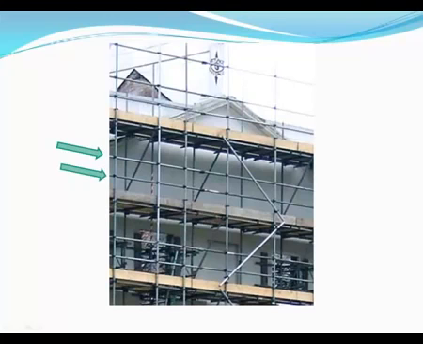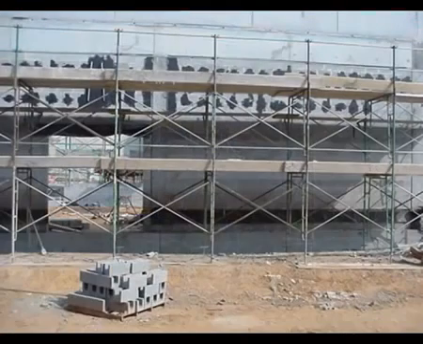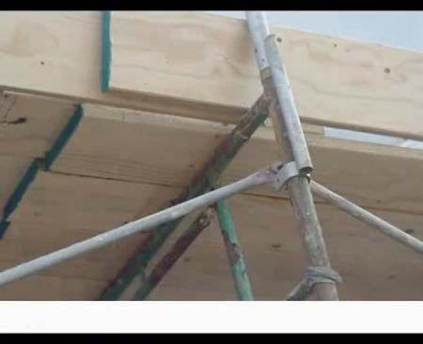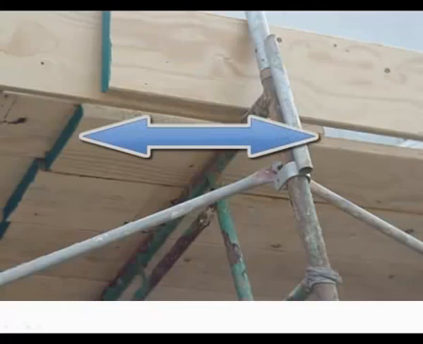A guardrail system, including a top rail and a mid-rail, must be installed on all open sides and ends of the platform. Cross bracing may be used in place of the mid-rail or the top rail, depending on the dimensions of the cross brace. Each platform on all working levels of scaffolds shall be fully planked or decked.